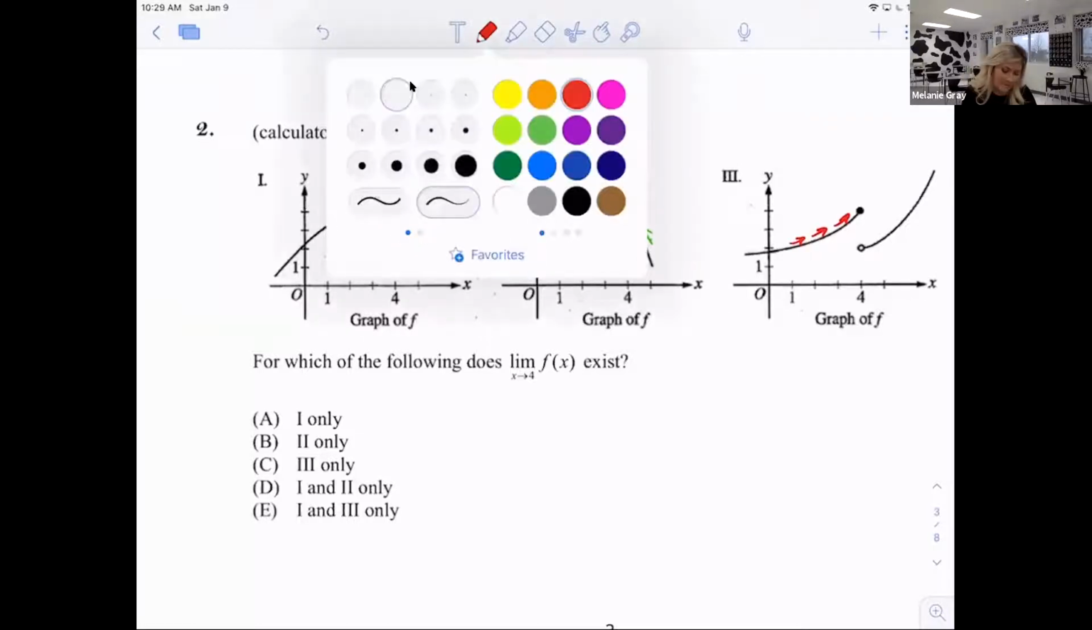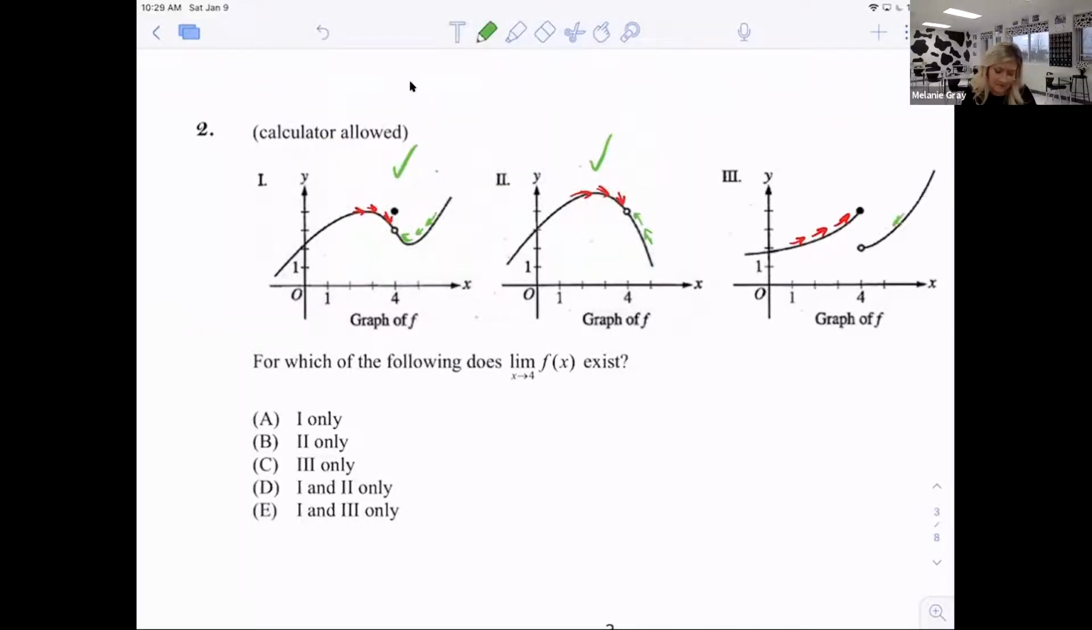And from the right-hand side, the y value is approaching 2. So we know that this one is a no, since the limit as x approaches 4 from the left-hand side of f of x is not equal to the limit as x approaches 4 from the right-hand side of f of x. So our answer on this one should be D, 1 and 2 only.